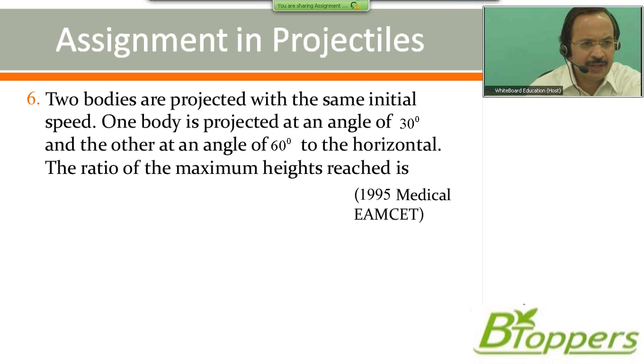See question number 6. Two bodies are projected with the same initial speed. One body is projected at an angle of 30 degrees and the other at an angle of 60 degrees to the horizontal. The ratio of the maximum heights reached is. This is a direct problem.